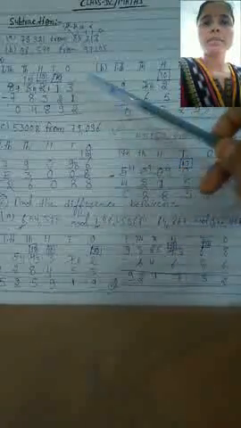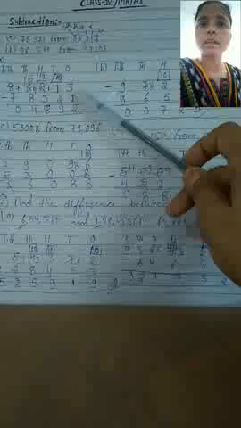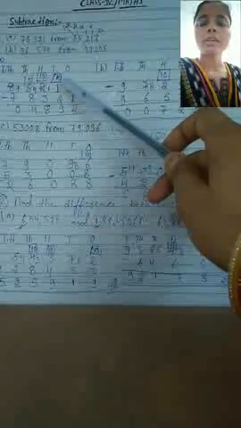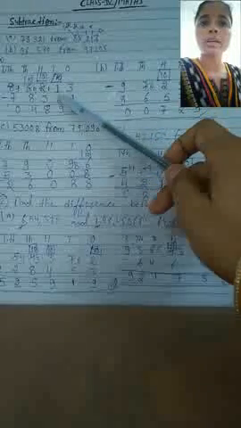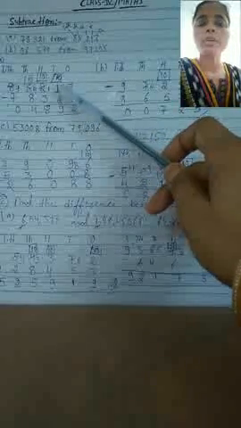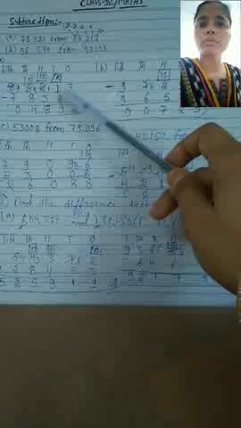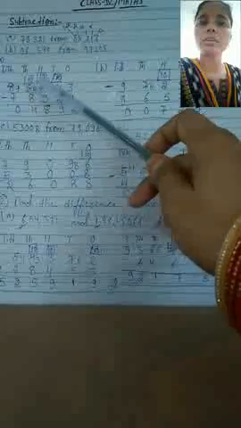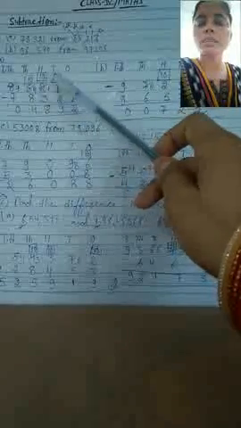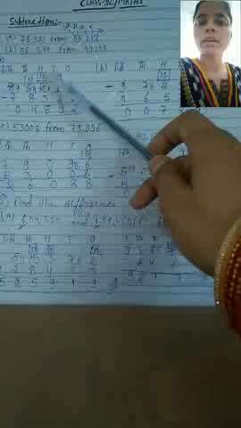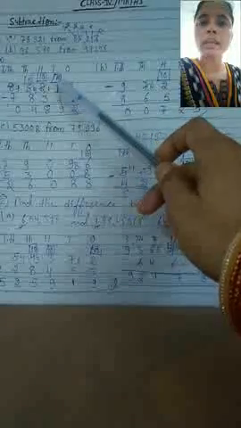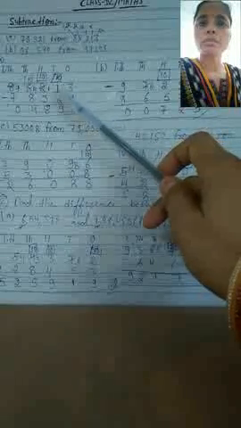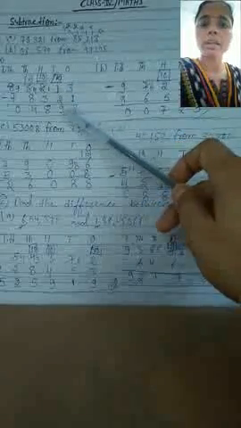So here 3 and 1 are given, so we can easily subtract 1 from 3, and it becomes 2. In the tens place, 1 is there, and we have to subtract 2 from 1. We can't subtract 2 from 1, so we will borrow from the next place, the 100 place, and it will become 10 and 1, that is 11. We subtract 2 from 11, so we get 9 here.